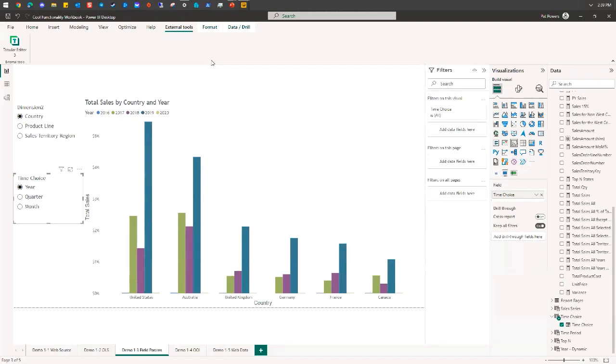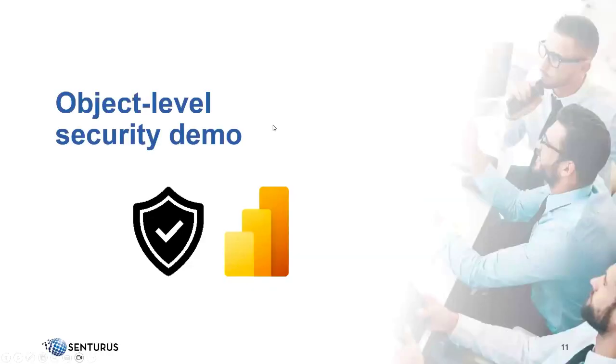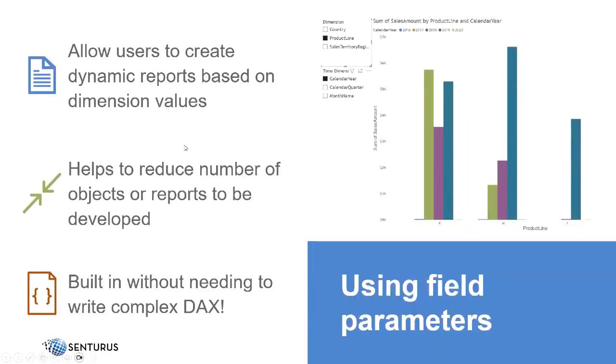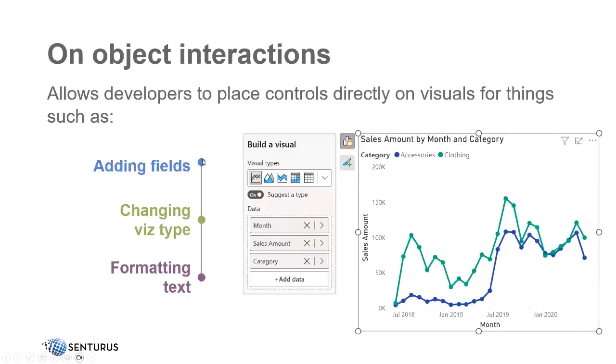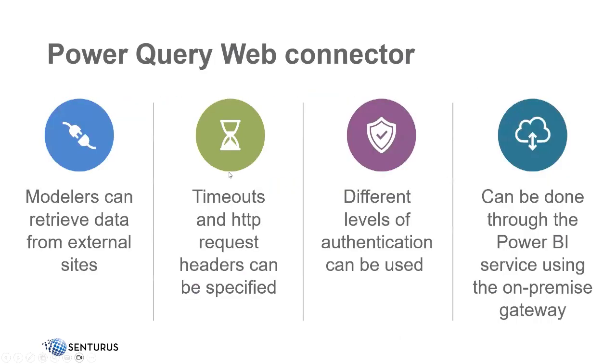All right, I think just because for reasons, I'm going to switch around the next 2 demos. I was debating that, and I've made a decision here. So what I just showed you was field parameters, allows you to reduce number of objects, does it without needing to write complex DAX. So I'm going to come back to this one. I'm going to do this one first.